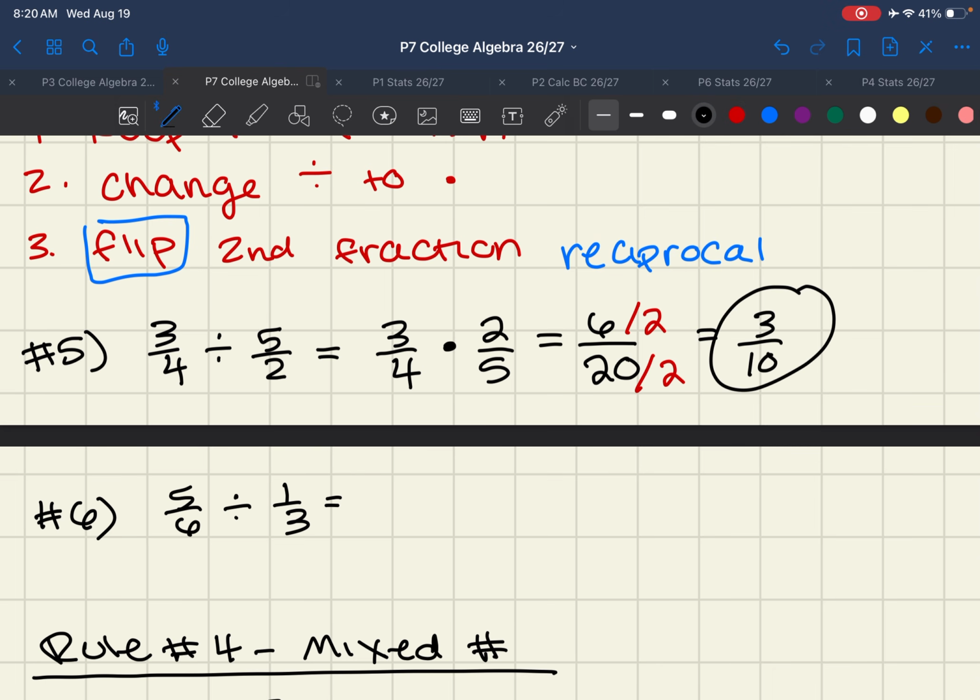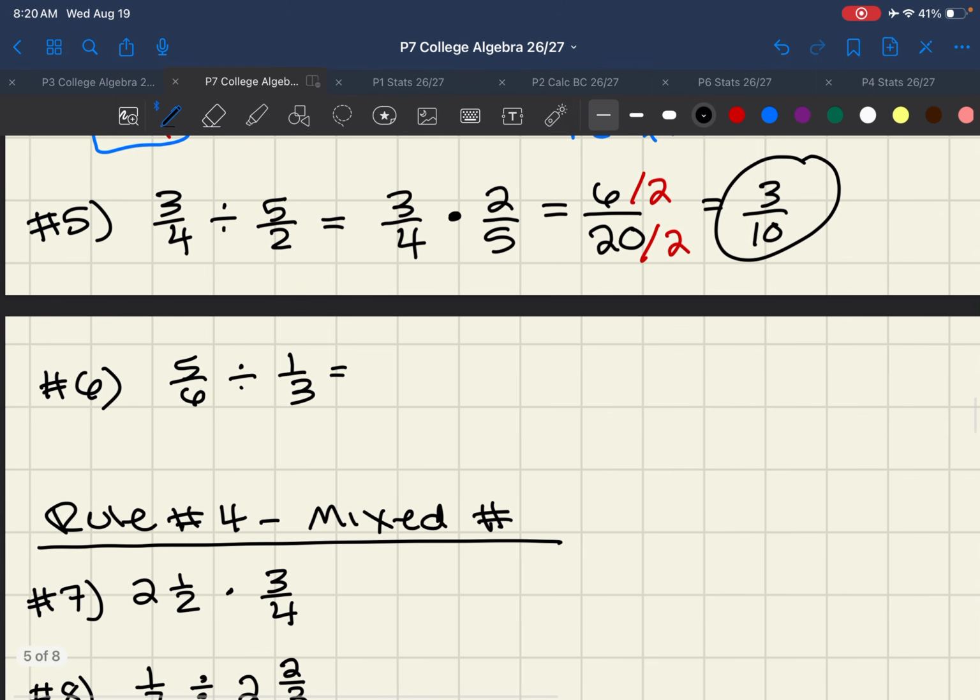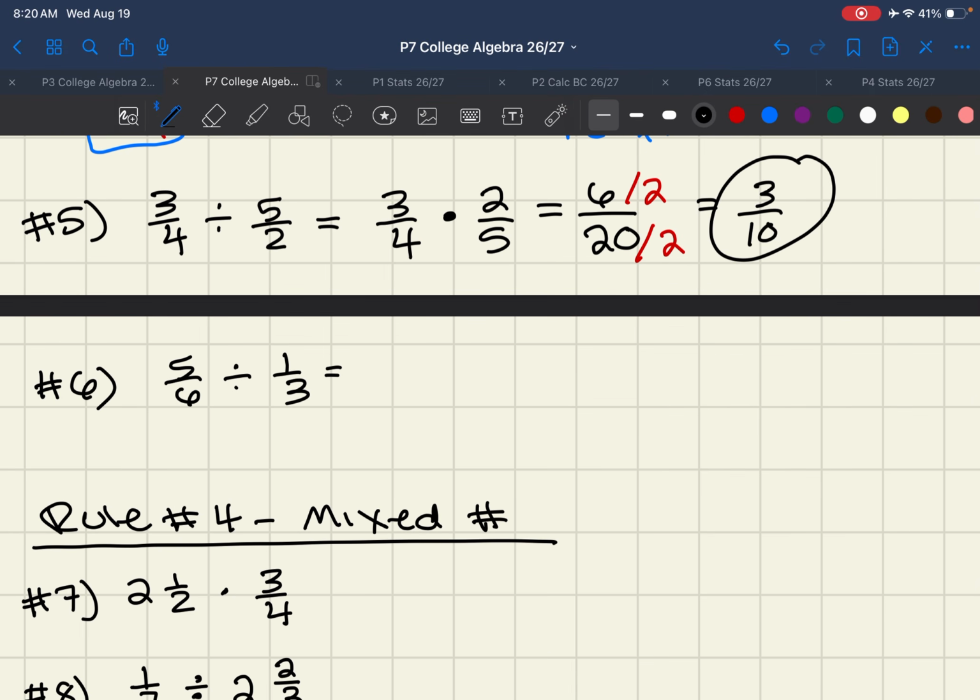So 3 over 10 is my answer because it's the most simplified fraction. Okay. Looking at number 6, I have 5 over 6 divided by 1 over 3. So I'm going to keep my first fraction, change to multiplication, and then write the reciprocal, which is 3 over 1. Then I'm going to multiply across, and I get 15 over 6.